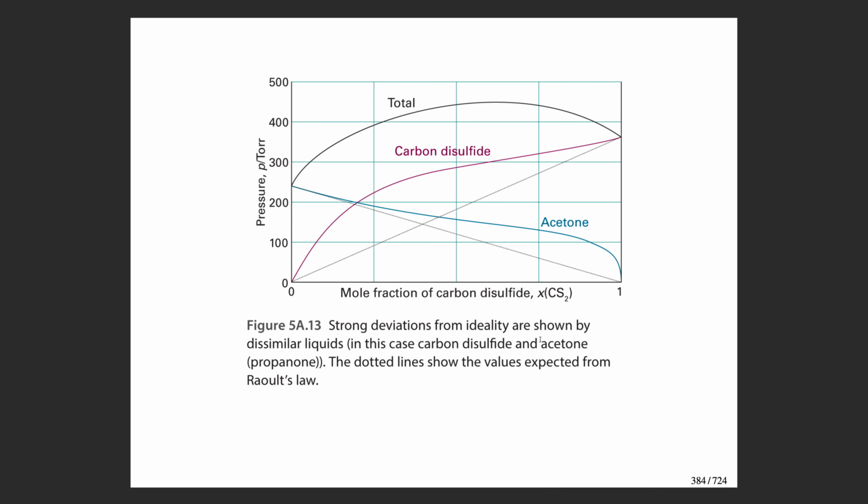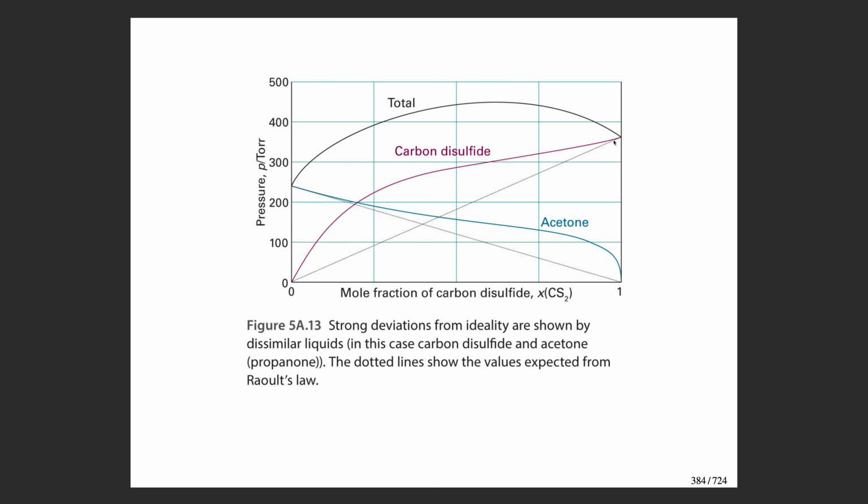And we can see evidence of that in this diagram right here. So here we've got the mole fraction of carbon disulfide. So on this side of the graph, when the mole fraction of carbon disulfide is close to 1, carbon disulfide is the solvent. And this dashed line here, this is Raoult's law. And we see that as the mole fraction goes closer and closer to 1, the carbon disulfide vapor pressure curve converges to Raoult's law.